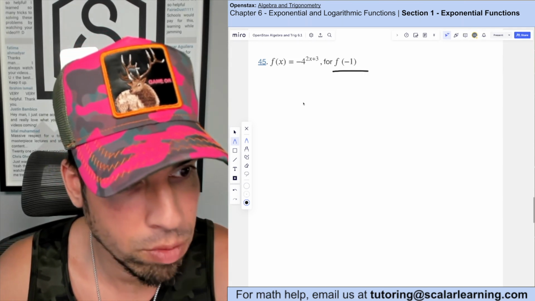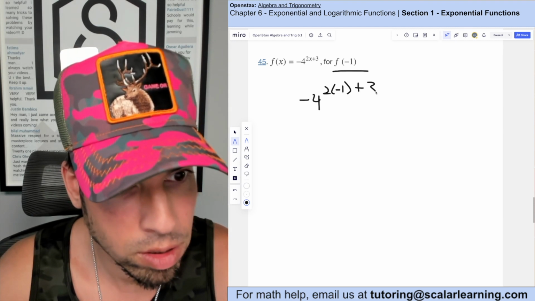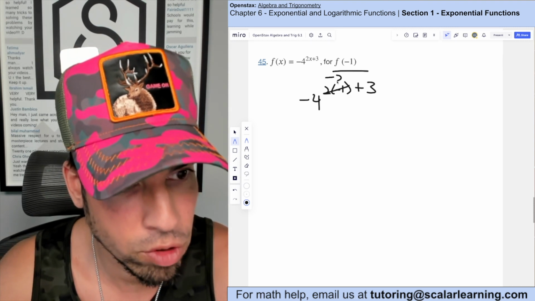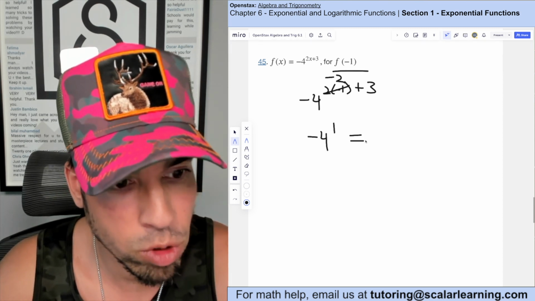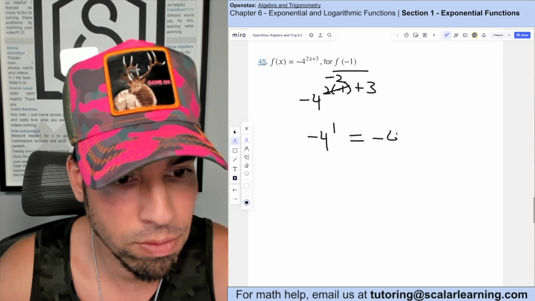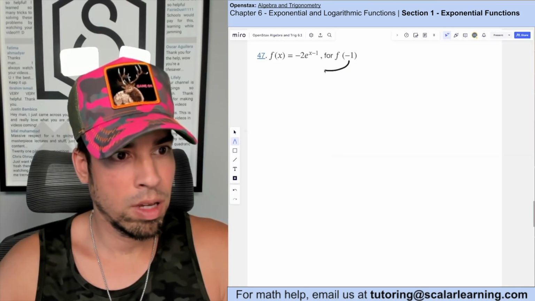So we're going to plug -1 in for x, and we get 2 times -1 plus 3. 2 times -1 is -2 plus 3 is just 1. So it's -4 to the first power, which is just -4. There's your answer. Done. So for 47, we're again plugging in -1.